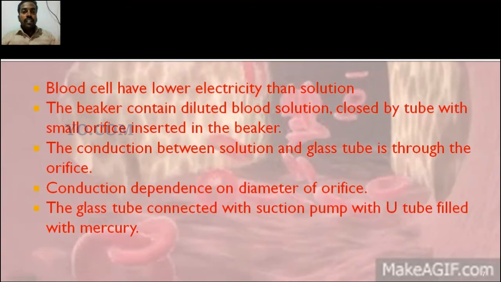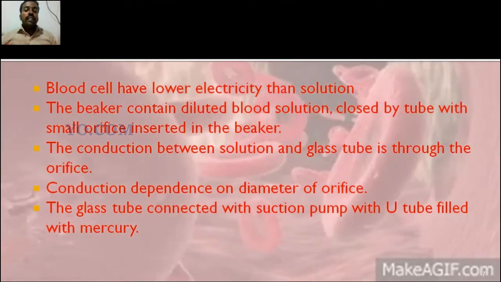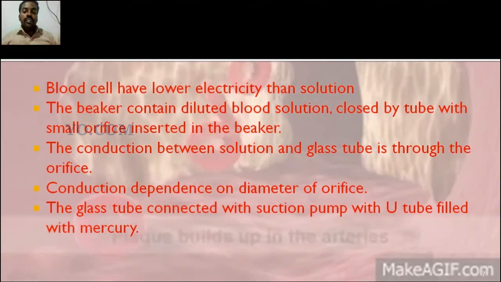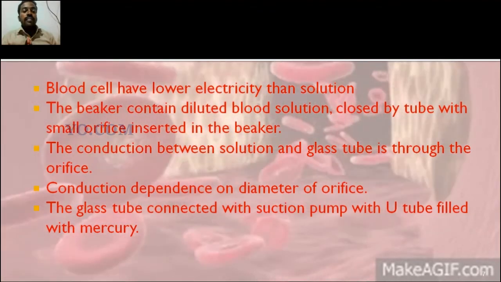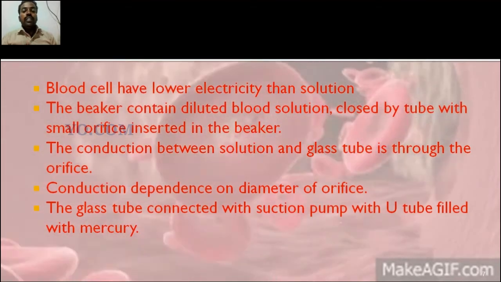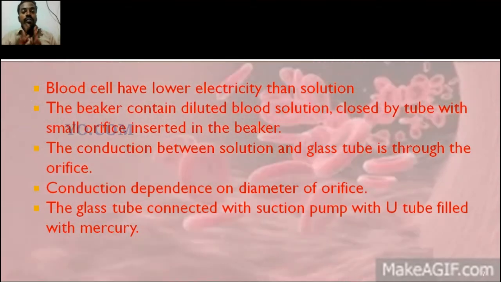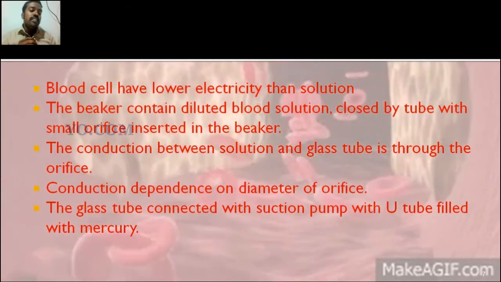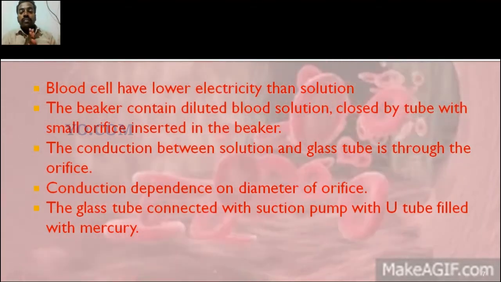Blood cells have much lower conductivity than the solution. The beaker contains diluted blood solution, and it is closed by a tube with a small orifice inserted in the beaker. The conduction between the solution and the glass tube is only through the small narrow hole, which is called the orifice. The conduction depends on the diameter of the orifice.